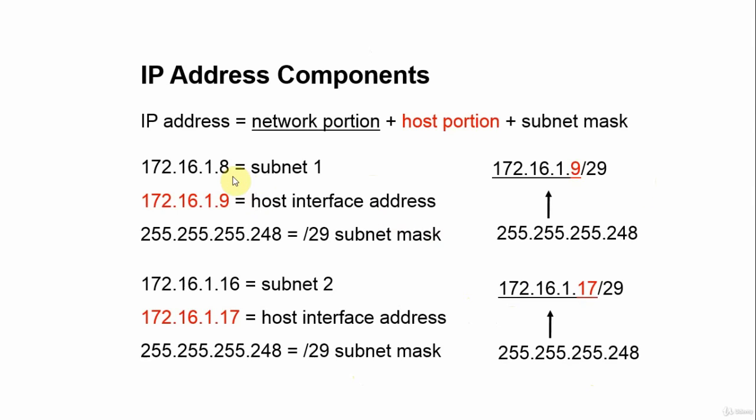And here you can see that 1.8, 1.9 is the first host interface. And here the next subnet range would start at 16. And I'll talk about multiples and where it starts. The multiple is based on where the subnet bit starts. So that's the host address, 172.16.1.17, and that's a host interface, and 16 is the network address for that range.